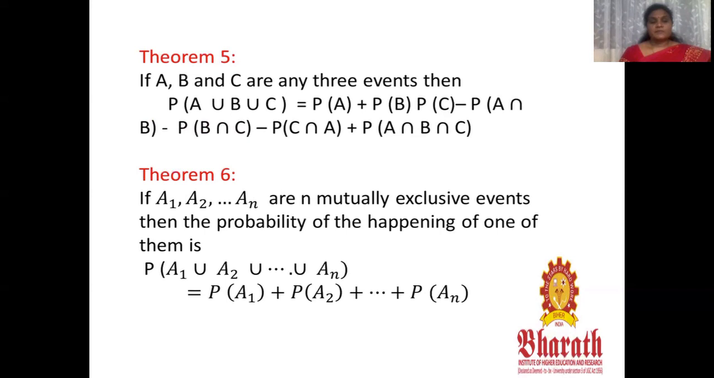Theorem 6. If A1, A2, etc., An are n mutually exclusive events, then the probability of the happening of one of them is the probability of A1 union A2 union etc. An.